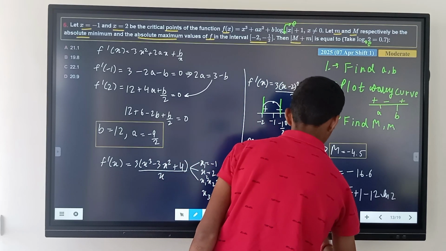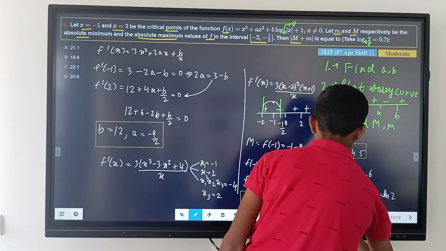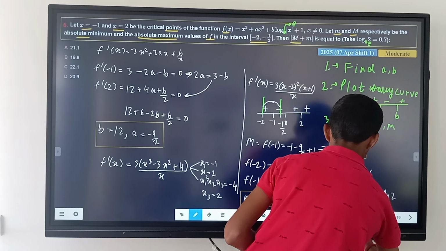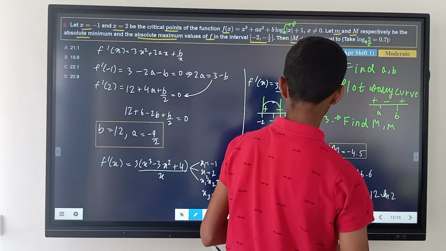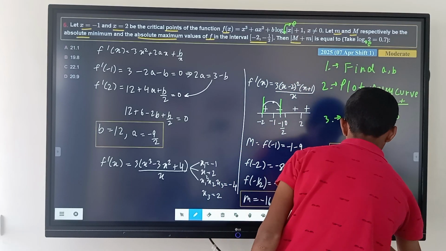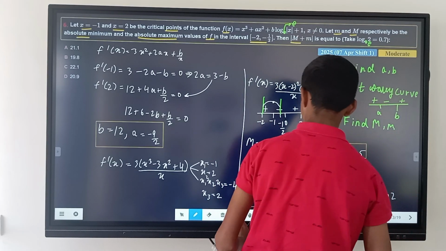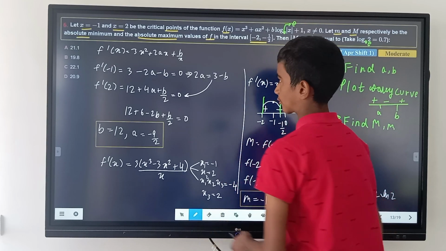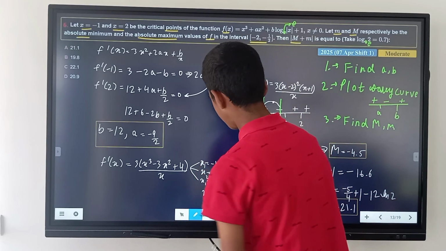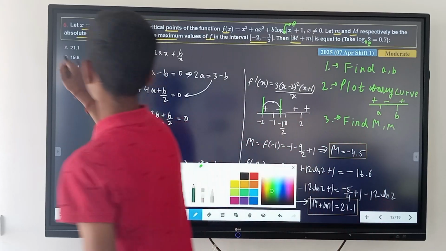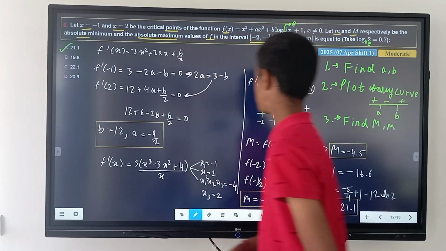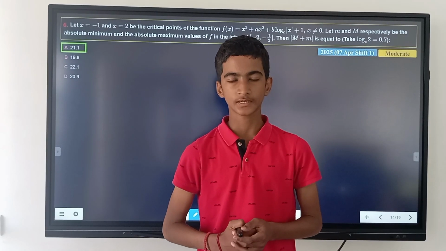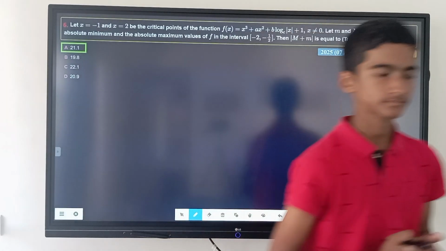So overall, mod of capital M plus small m is equal to 21.1. So from here our answer will be option A, and here is our solution and we can see that our answer is correct.